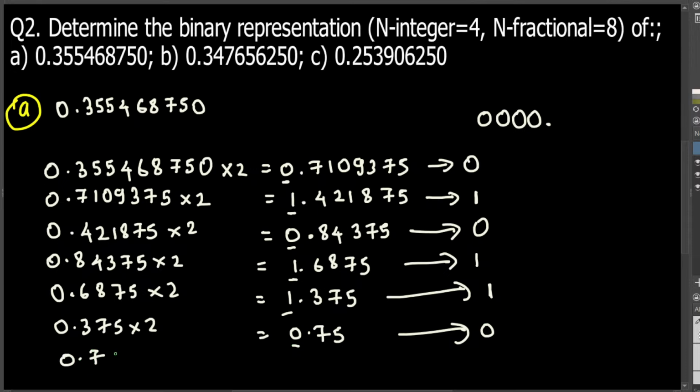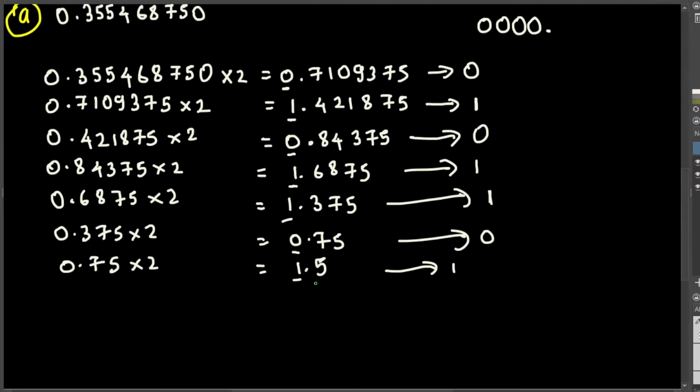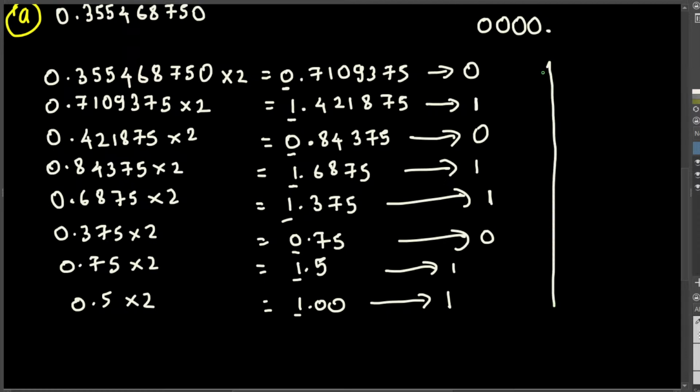Then 0.75 multiplied by 2 is 1.5. Here we have 1 that comes here. Then we take the value after the decimal point, that's 0.5 in this case, multiplied by 2, and that is 1.00. So here we have 1, and we got a situation that is 0, like we made it completely 0. So we stop right there and we look at how many bits we reached already. So 1, 2, 3, 4, 5, 6, 7, 8. So we have already 8 bits.